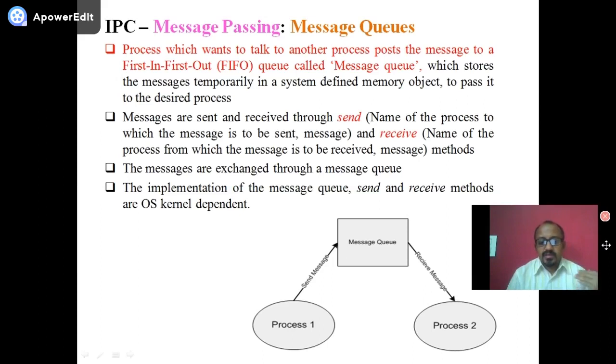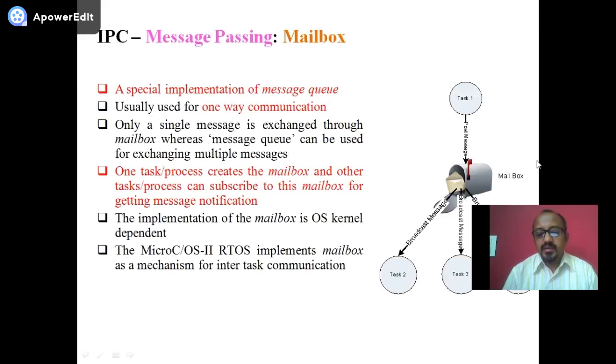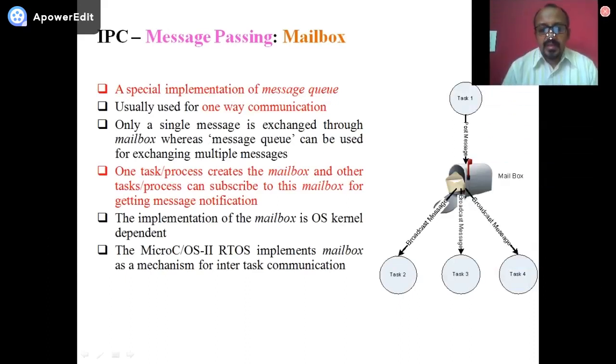The one process which wants to pass the message to process 2 will send the message to the message queue, and at the other end, when process 2 resumes the execution, at that time it will collect that. The next one is a mailbox.